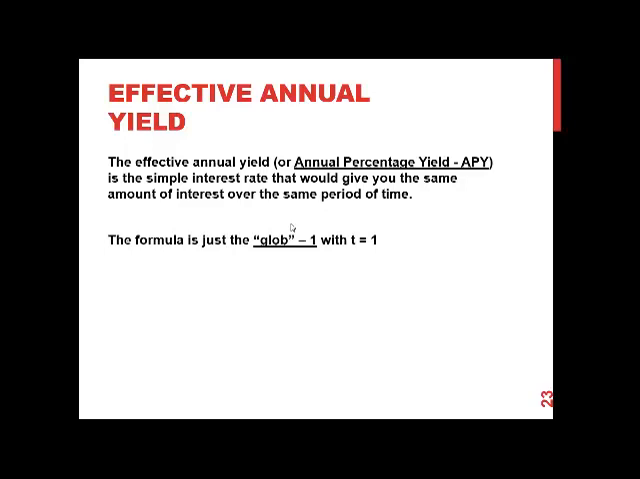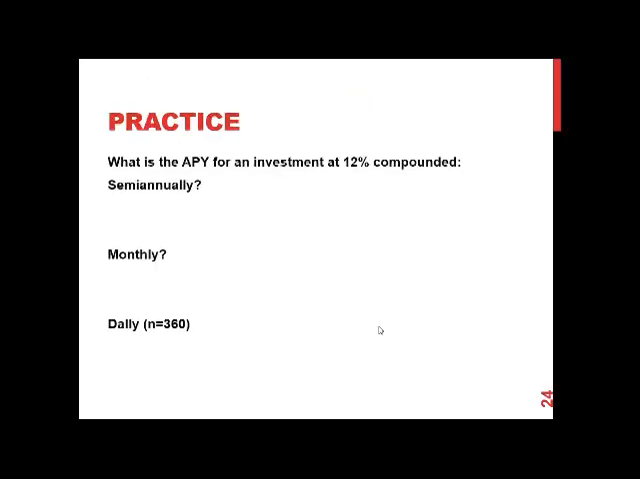The formula is just the glob minus 1 with t equals 1 year. Or more precisely, 1 plus r over n, all that raised to the n, and we'll subtract 1 from it. And then that'll give you a decimal. You can turn it into a percent. So what is the annual percentage yield for an investment at 12% compounded semi-annually?